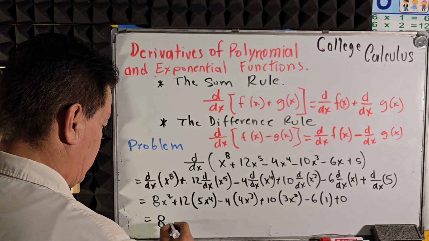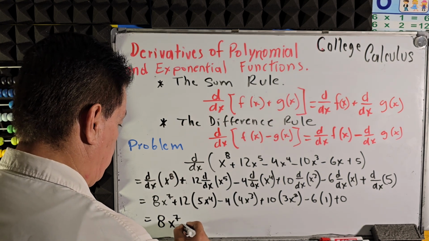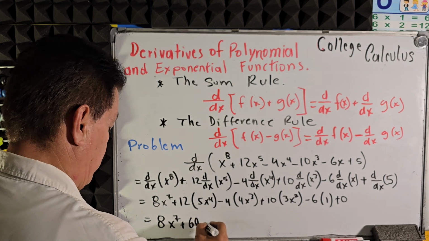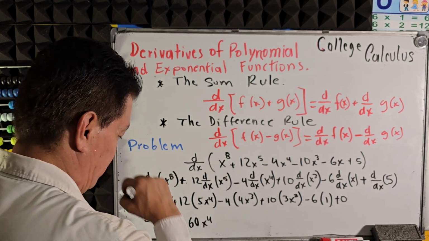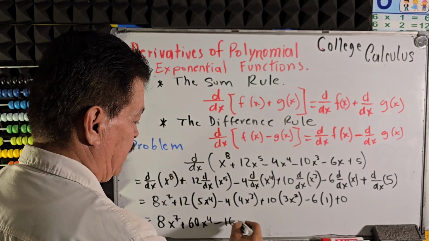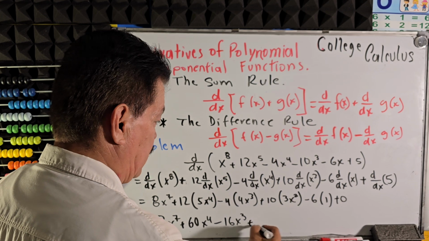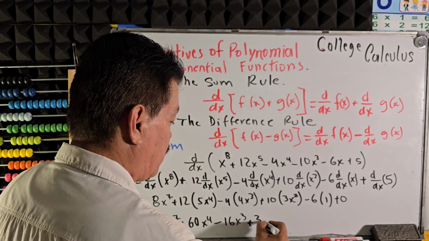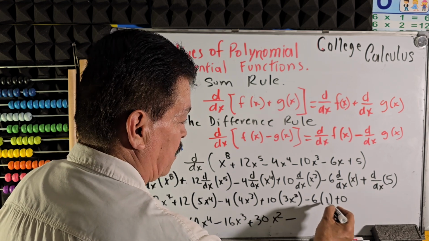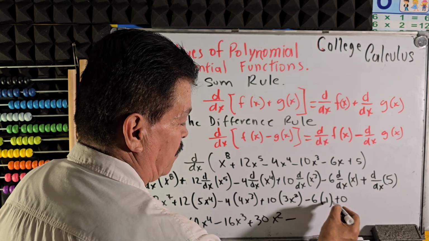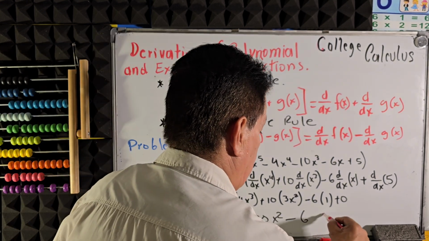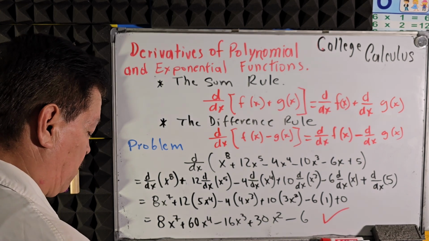So 8x to the 7th power. That's it. Plus 12 times 5, we will have 60x to the 4th power. Minus here, 4 times 4 is negative 16x to the 3rd power. Plus 10 times 3, very easy, 30x to the 2nd power. Minus, of course, 6 times 1 is negative 6, plus 0. That is the answer. So this is our answer in that problem, all right?